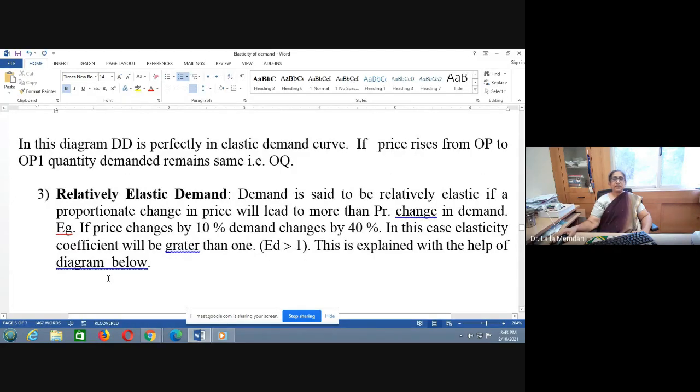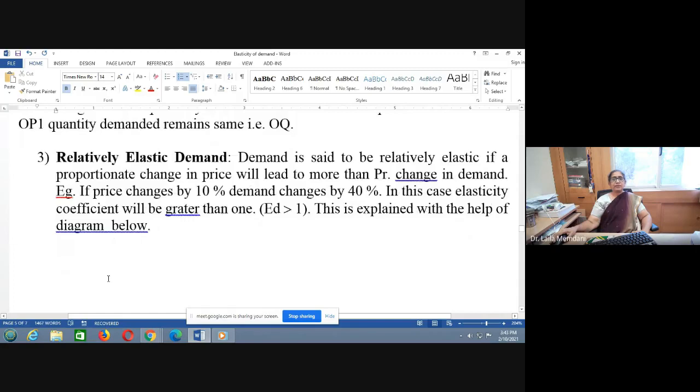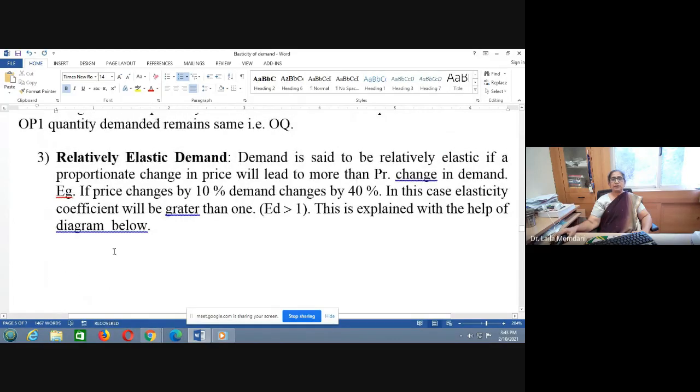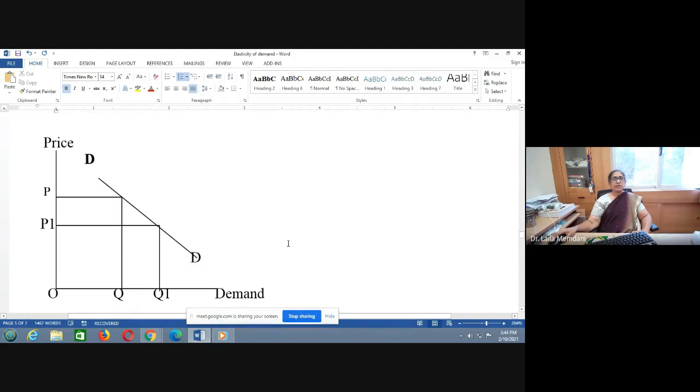And then we have relatively elastic demand. Demand is relatively elastic if a small change in price brings about a larger change in demand. So let us suppose if price changes by 10%, demand changes by 40%. Most consumer goods have elastic demand, and that is the reason most companies come for sale often. Price reduced by 10%, 20%, or buy this, you get a free gift.